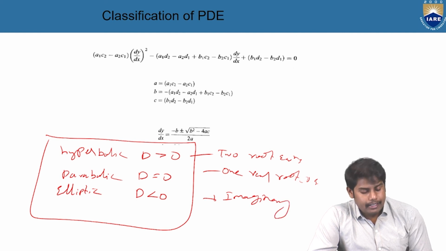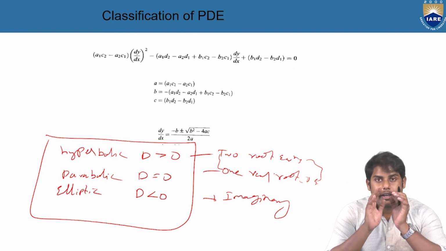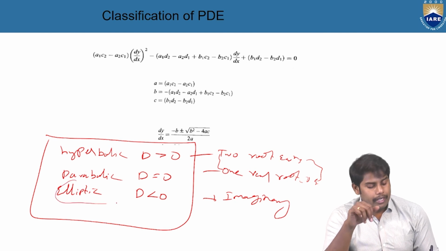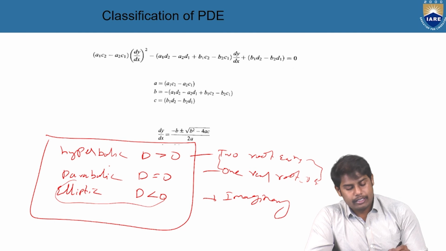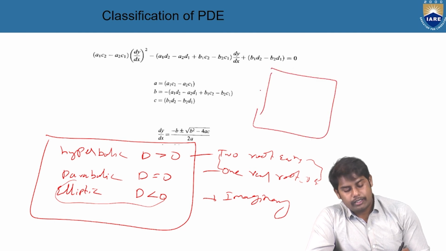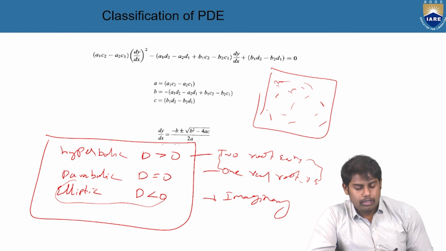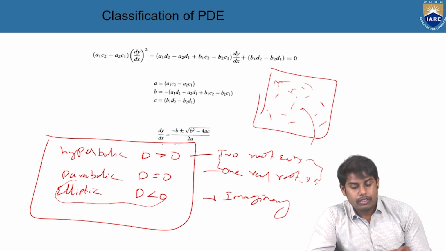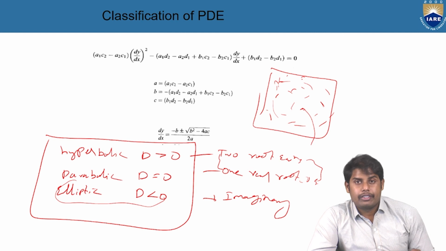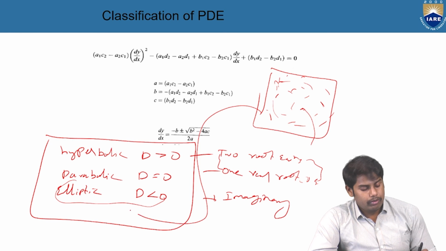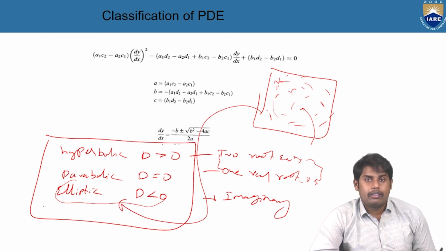So basically in these two cases, the hyperbolic and parabolic, the disturbance or the information is propagated in a confined region. But in the elliptic case, let's take an example. Let's say this is some tank and you have water here. If you throw some stone in this water, what happens? The disturbance is propagated equally in all directions to all boundaries. This type of scenario will come into the elliptic case.